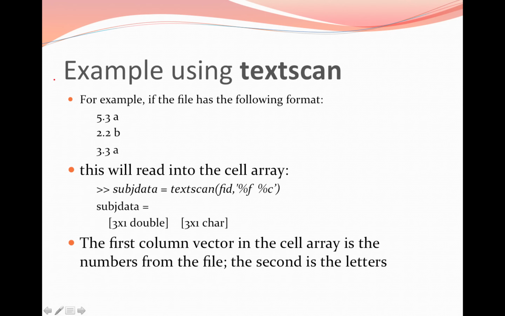So what happens is that the TextScan function will read the first column, which is numbers, into a column vector. So that's this 3x1 column vector. And it will read the column of characters into a 3x1 column vector of characters. So now my variable here, subjdata, that's a cell array that stores the two column vectors for the numbers and the characters.